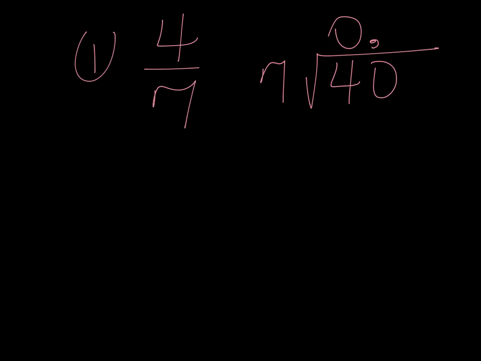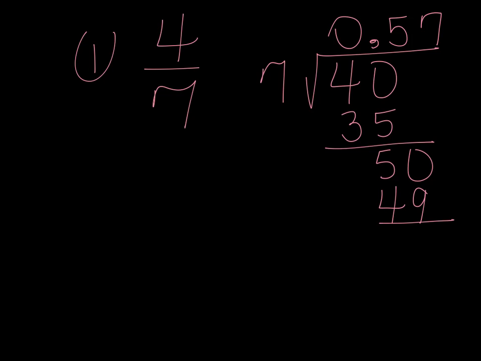7 goes how many times into 40? Good. 5 is 35. Subtract and I get 5. Add a 0. 7 goes 7 times into 50 is 49. Subtract and I get 1. Add a 0. 7 goes 1 time into 10. 7 goes 4 times into 30 is 28. Now I'm out of room, so you can do 4 or 5 digits.